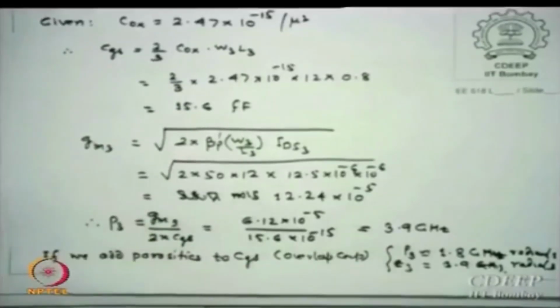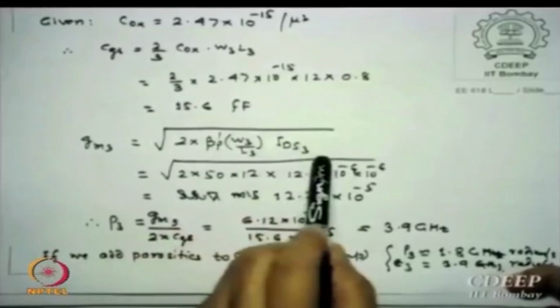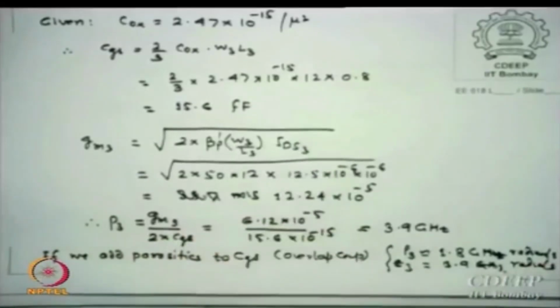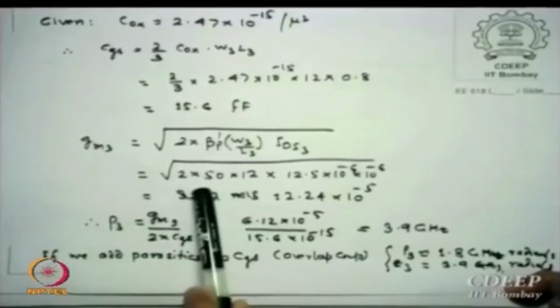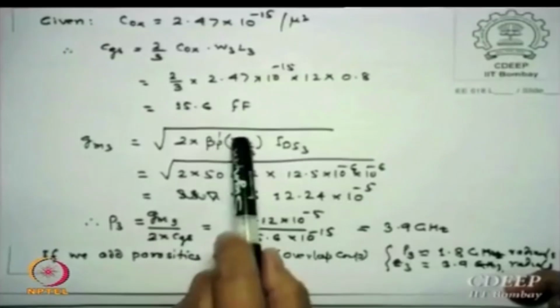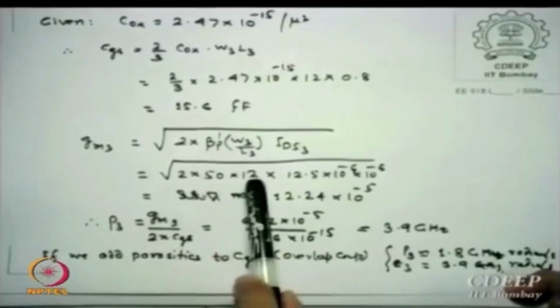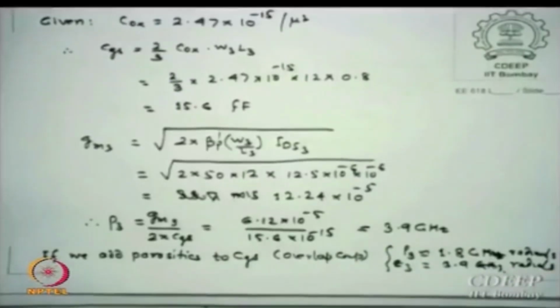I want to calculate GM3 because the pole and zeros are related to GM3. So I substitute GM3 is 2 beta P dash W3 by L3 IDS3. What is IDS3? Half of IDS5, which is 12.5 microamps. So if I substitute beta P as 50 into 10 to the power minus 6, IDS3 as 12.5 into 10 to the power minus 6, and W by L3 as 12, I get 12.24 into 10 to the power minus 5 Siemens. This W by L is 12 or W is 12?